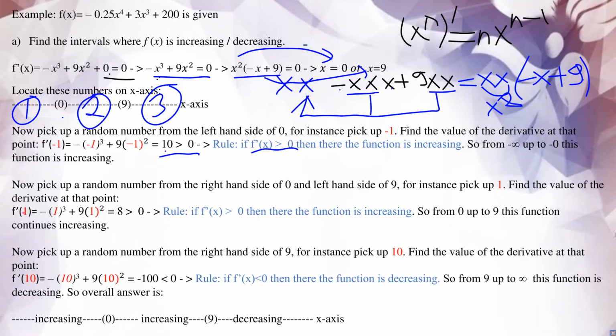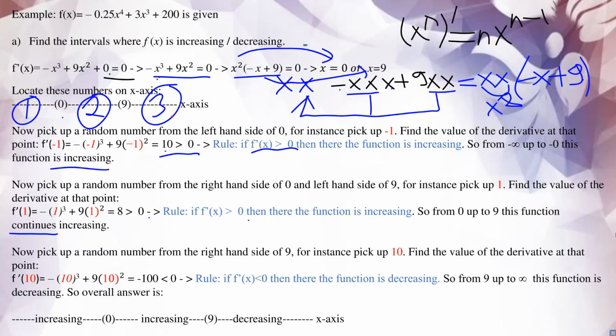So, which means the derivative is greater than 0. Well, the rule, of course, says the same thing then, because it didn't change. If the derivative is greater than 0, then there the function is increasing. Okay, good. So where I was, in this interval, from 0 to 9, this function continues increasing, because it was already increasing. Okay, I note it down.